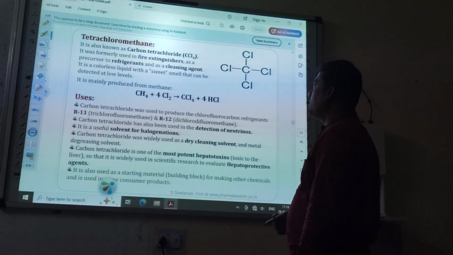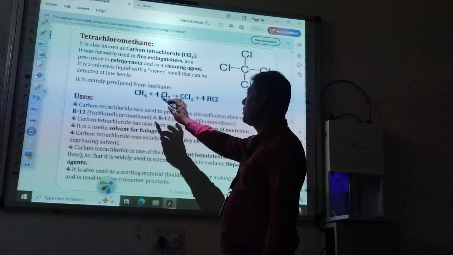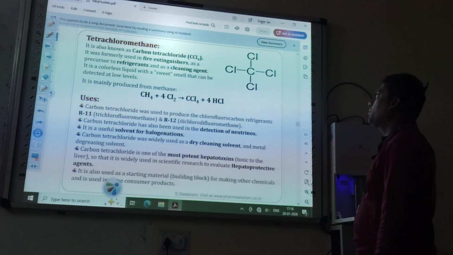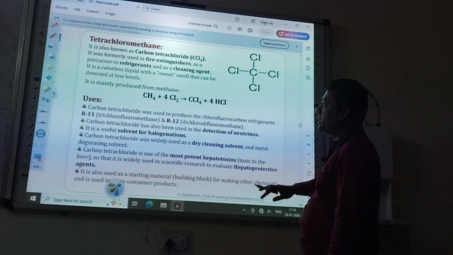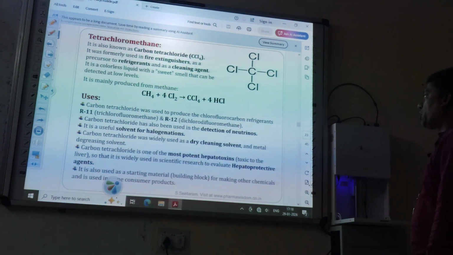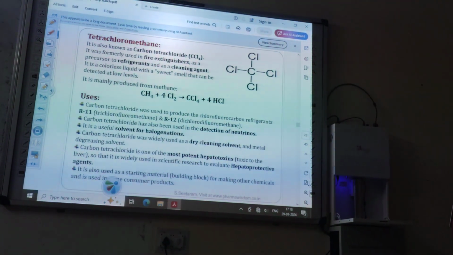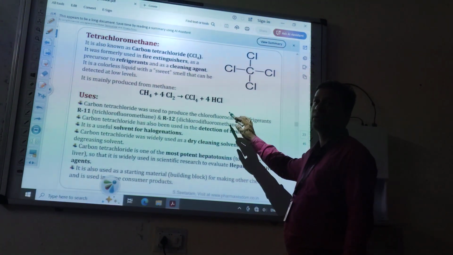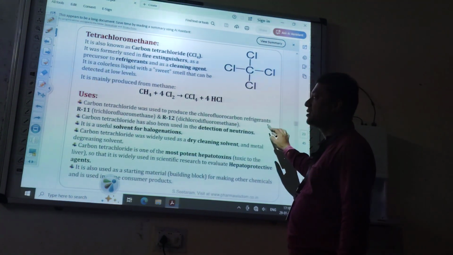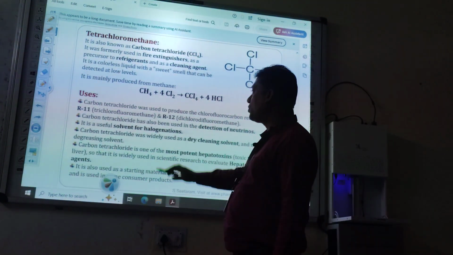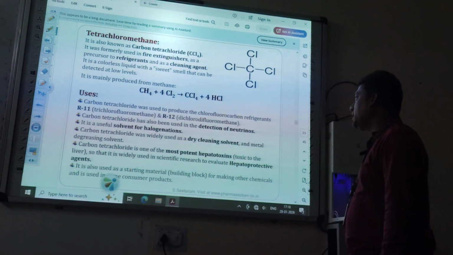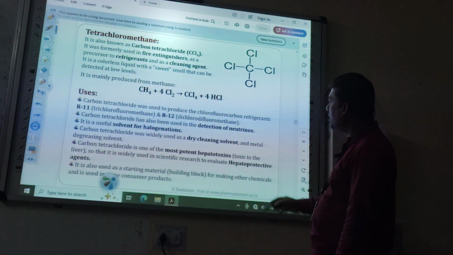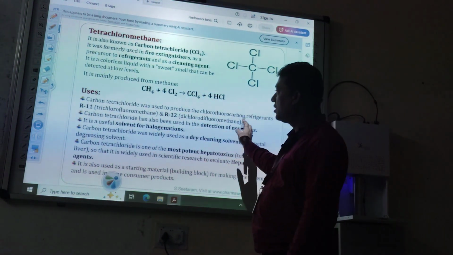It is mainly produced from methane plus 4 chlorine molecules, which gives CCl4 plus 4 HCl. Uses: carbon tetrachloride was used to produce chlorofluorocarbon refrigerants. It is mainly used as refrigerants. Then carbon tetrachloride has also been used in the detection of neutrinos.